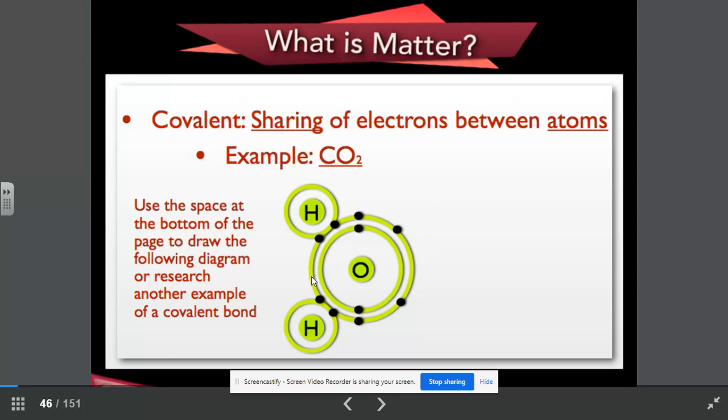Here's another example. We have two hydrogens and one oxygen. Can you see how the electrons in the outer shell are being shared right here? They overlap.